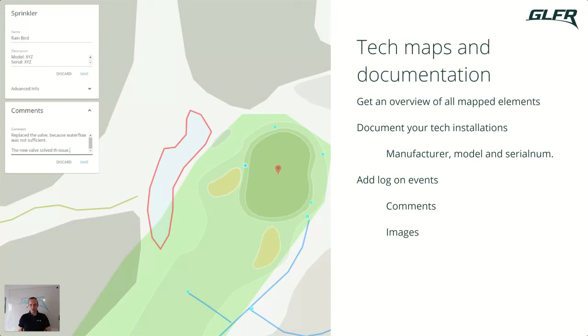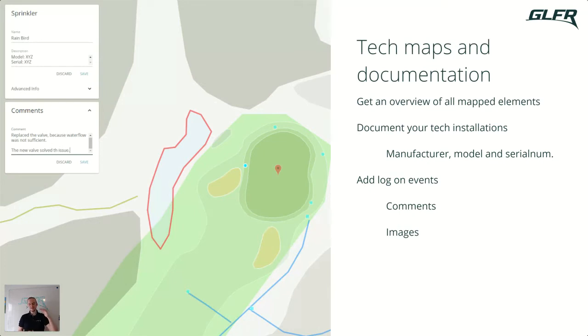For example, you can document your tech installations, as I've mentioned before. What we recommend is, as you click an element, you will get the info box I have in the top left of the slide here. In this case, I selected a sprinkler. You have an option to put something in the name field and in the description field. We recommend adding the manufacturer in the name field on your tech installation. So in this case, it could be Rainbird or Toro or whatever you have on your course.